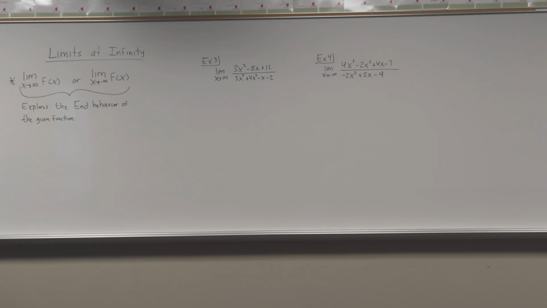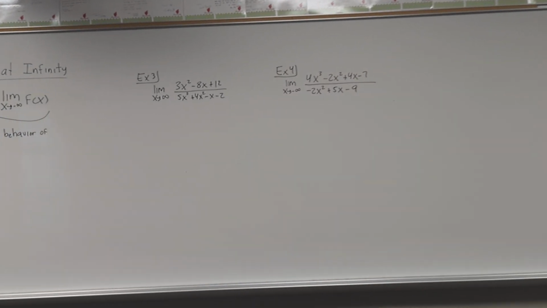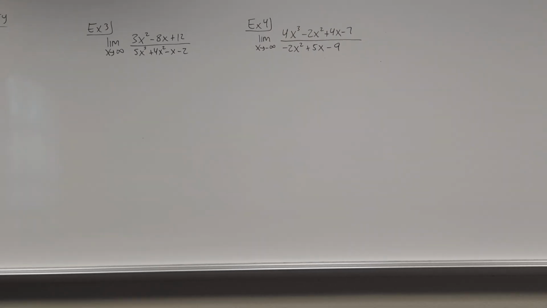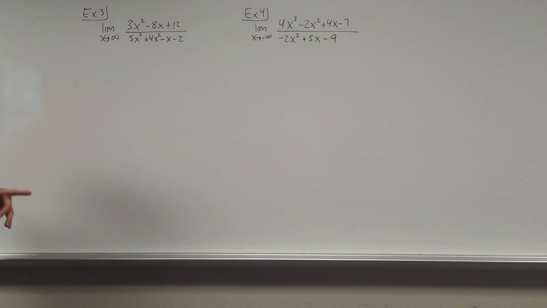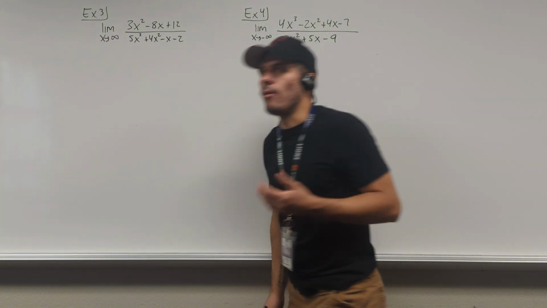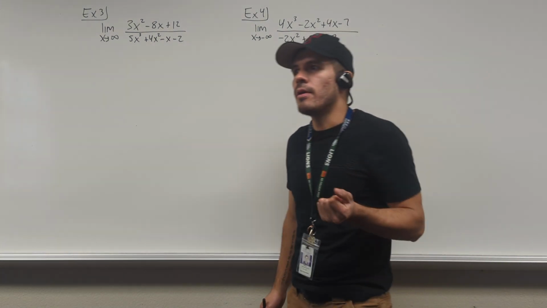All right, and we're back. So we got 2 more examples. Let me zoom in a little bit here. This time, as you can see, we are going to be dealing with rational functions. So before I even start this, remember, the idea of limits and infinities, that we want to figure out what the end behavior is doing.